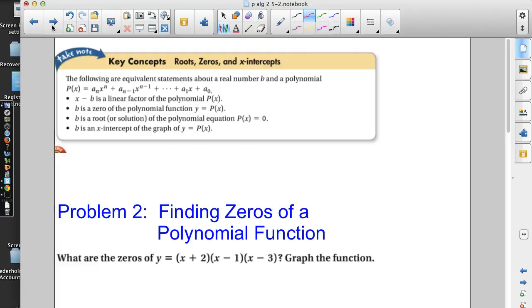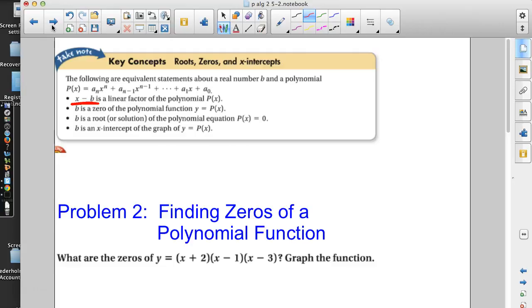So, roots, zeros, and x-intercepts, it's the same math. You're just explaining something different. So what we do is say, if p of x equals a sub n x to the n plus a sub n minus 1, that really is a scary looking thing. All that means is a polynomial in standard form. If you look at it, you'll see it's x to the n, then they subtract 1, then 2, 3, etc. until they get down to x to the first. So it's the same thing we've been doing. And this a sub n is the leading coefficient, then the next coefficient, the next coefficient.